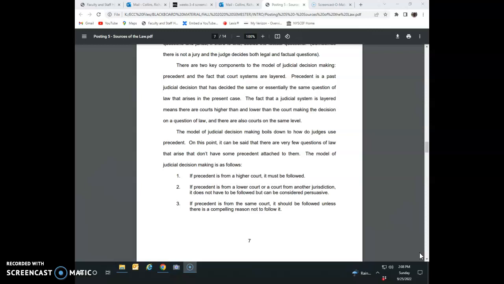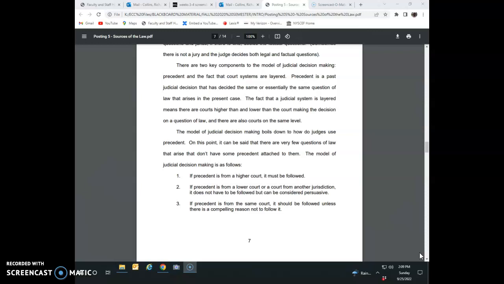And the setup here is we have a present case. We have a question of law. Precedent has been discovered. Key question: how much weight must the judge give, or the court, if it's a multi-judge court, must that court give to precedent? And we have three basic rules.